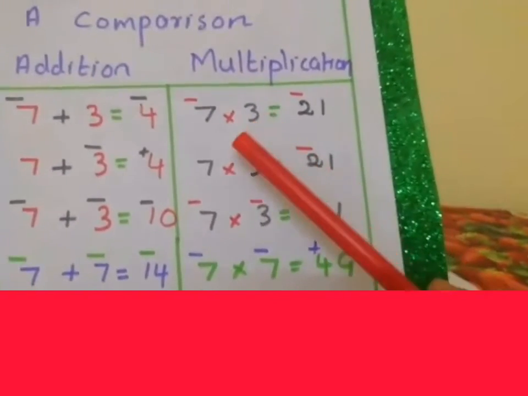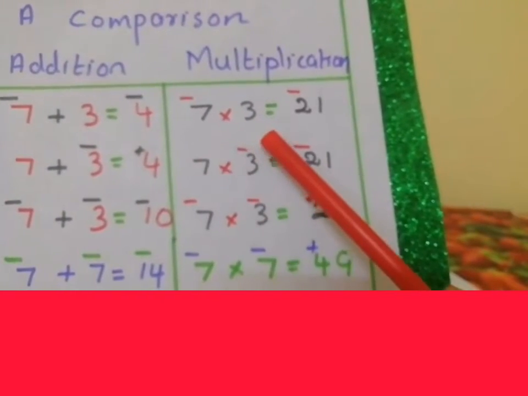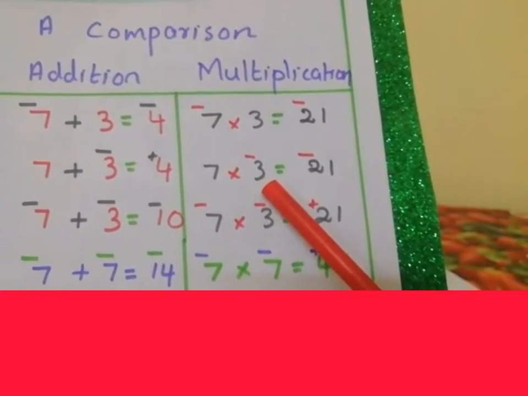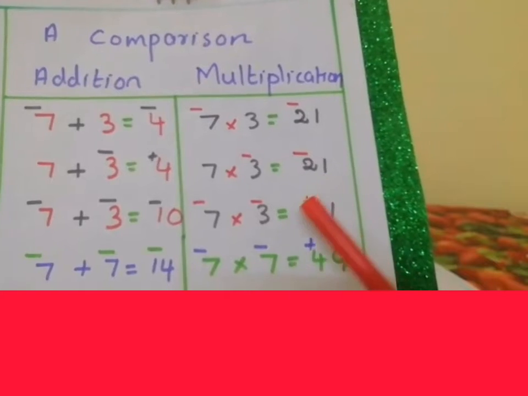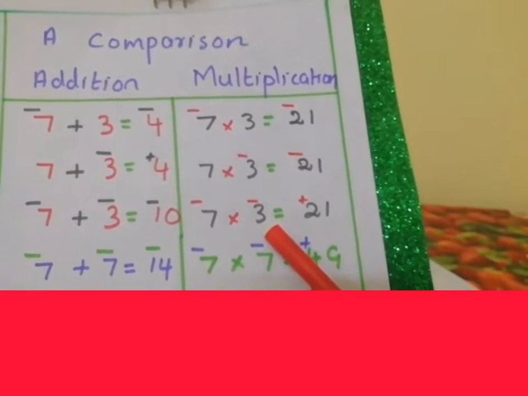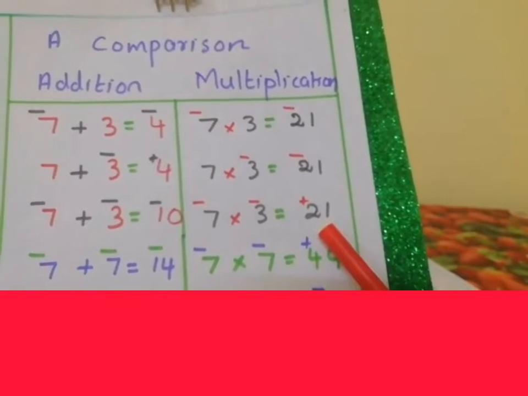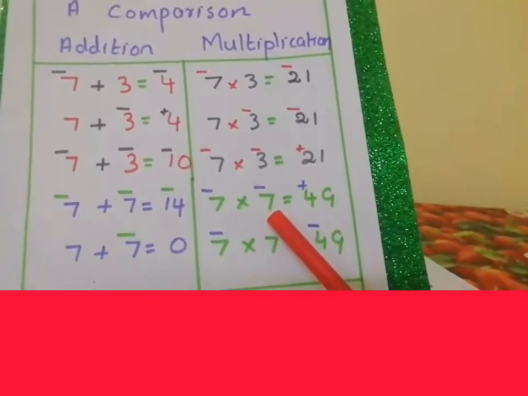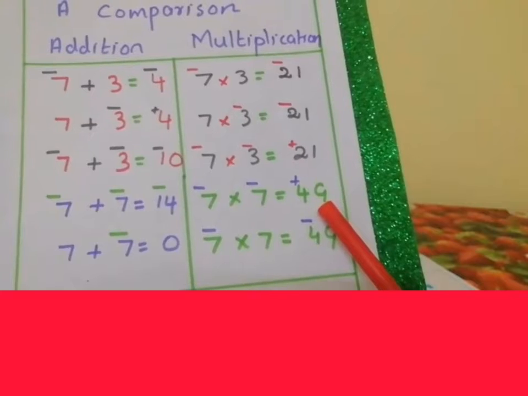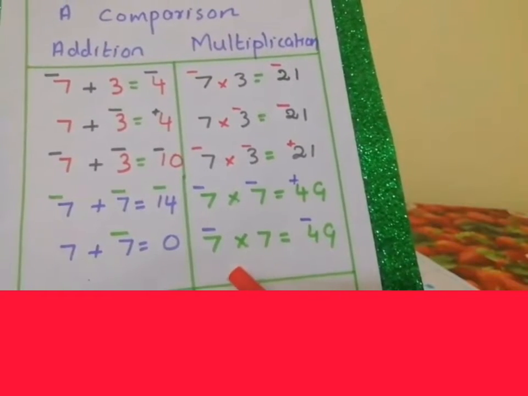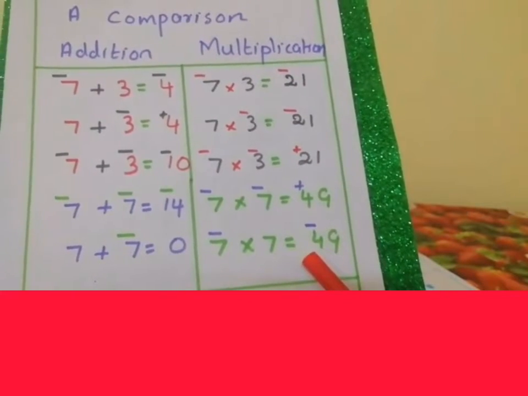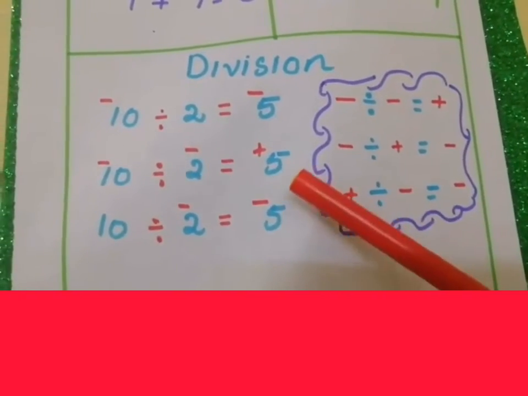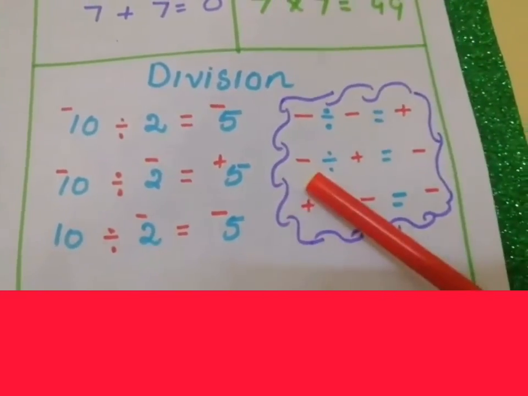Then multiplication. Negative 7 into 3, which is equal to negative 21. 7 into negative 3, again which is equal to negative 21, but negative 7 into negative 3 is equal to 21, positive. Then negative 7 into negative 7 is equal to 49. Negative 7 into 7 is equal to negative 49. Now it is division. Division, the rule is the same as that of multiplication.